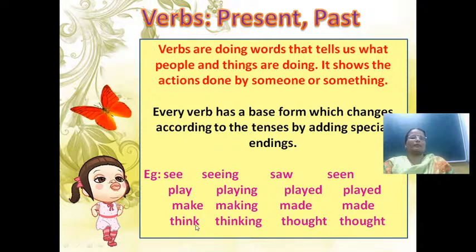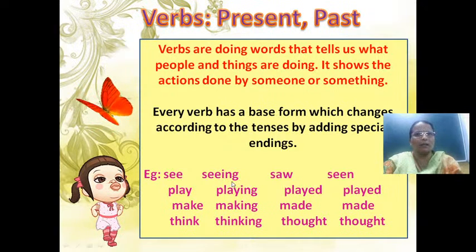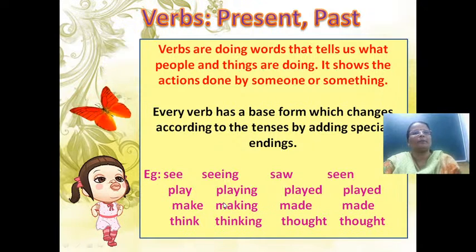Think is another verb. By adding ing at the end we made it thinking, and in past tense thought and past participle thought, totally different. So children, you have seen that by adding certain letters or letter groups, for example ing and ed, mostly we change the verbs into different forms. They are called the first form, second form, third form according to the tenses.